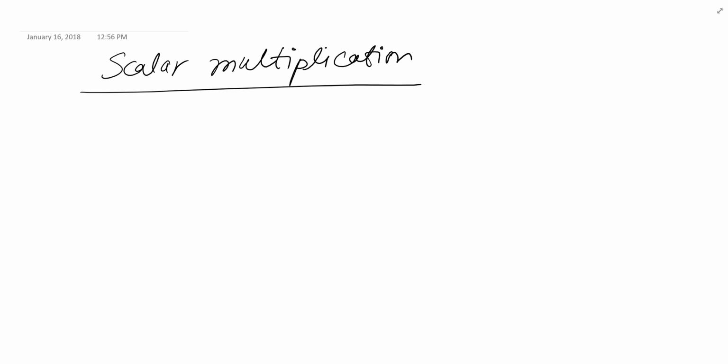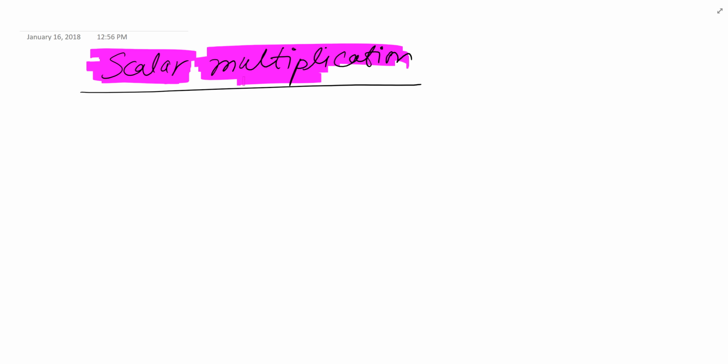Scalar multiplication of vectors, obviously. So we are talking in the context of vectors. Scalar means a number, right? Just a number, no direction. And multiplication is a common word that we use for multiplying numbers. Now, what is the meaning of scalar multiplication?